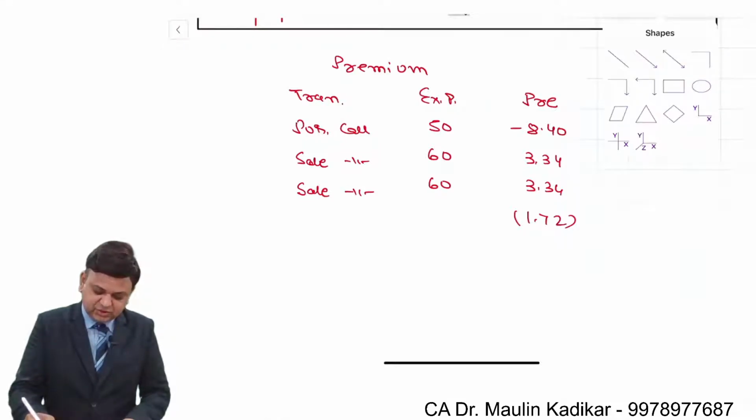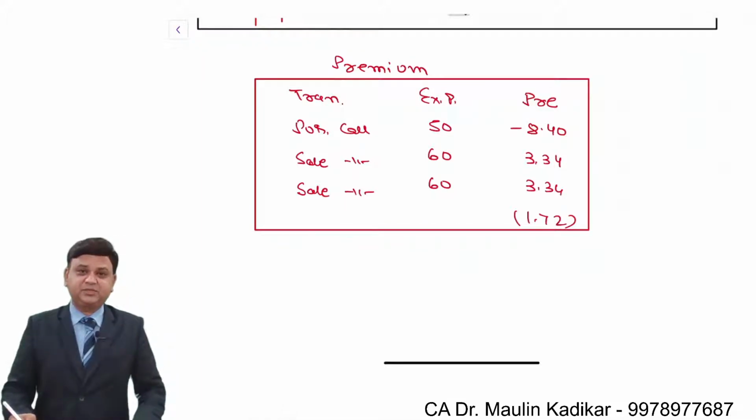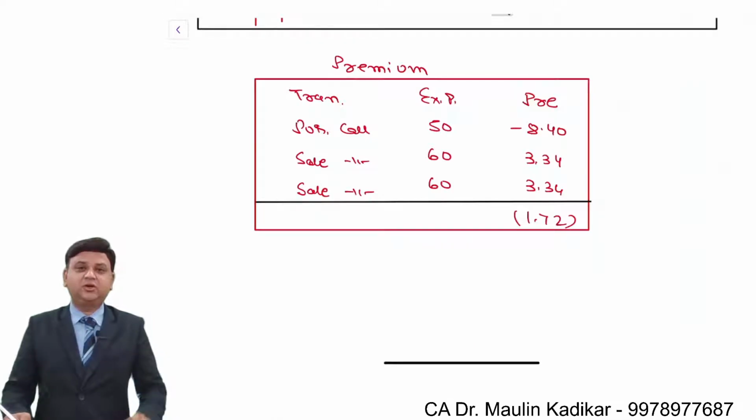When there is a combination of the purchase and sale of the option, friends, then there is a possibility that the initial premium may be positive, initial premium may be negative. So it is not like that there will always be a negative. It may happen that the premium that you receive is more than what you pay, then this will be positive.